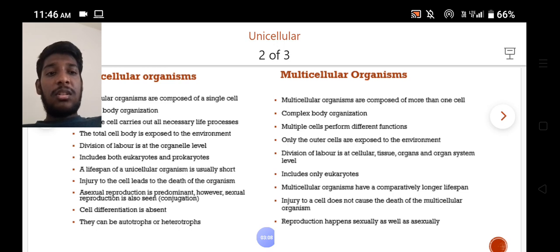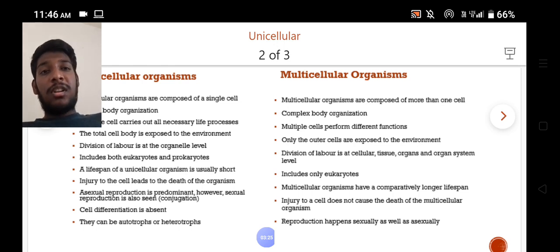Unicellular organisms can be autotrophic or heterotrophic, but in multicellular organisms, reproduction happens both sexually as well as asexually.